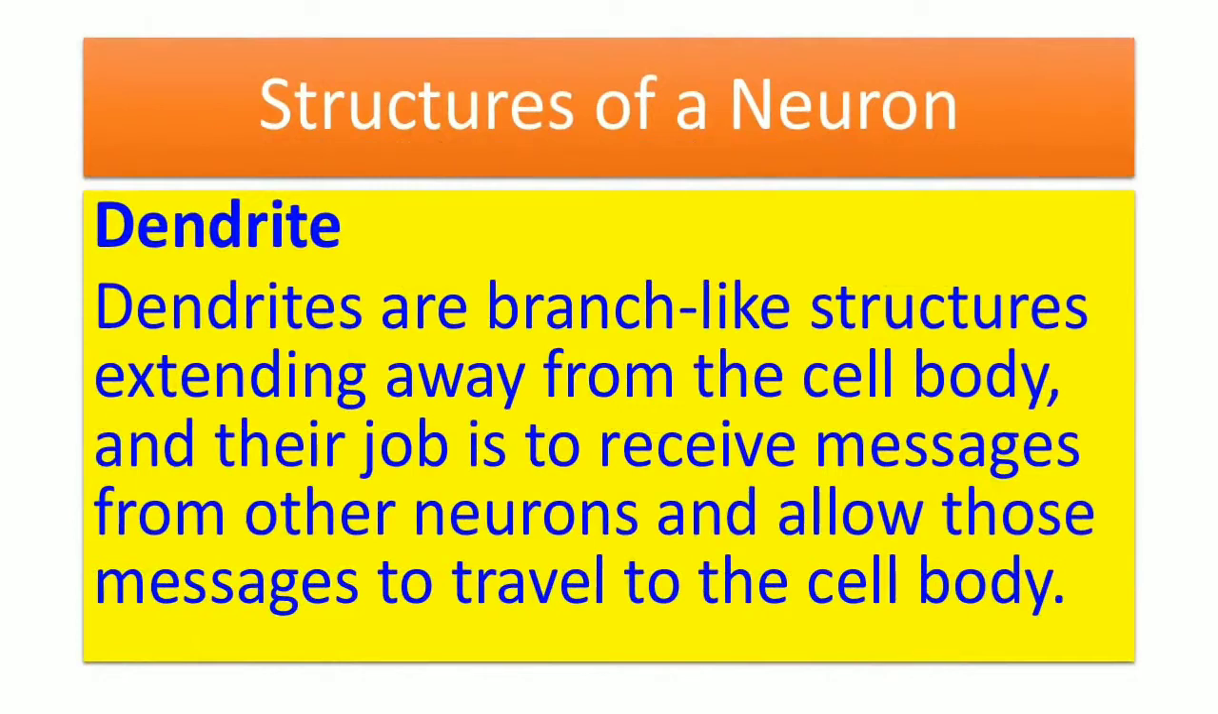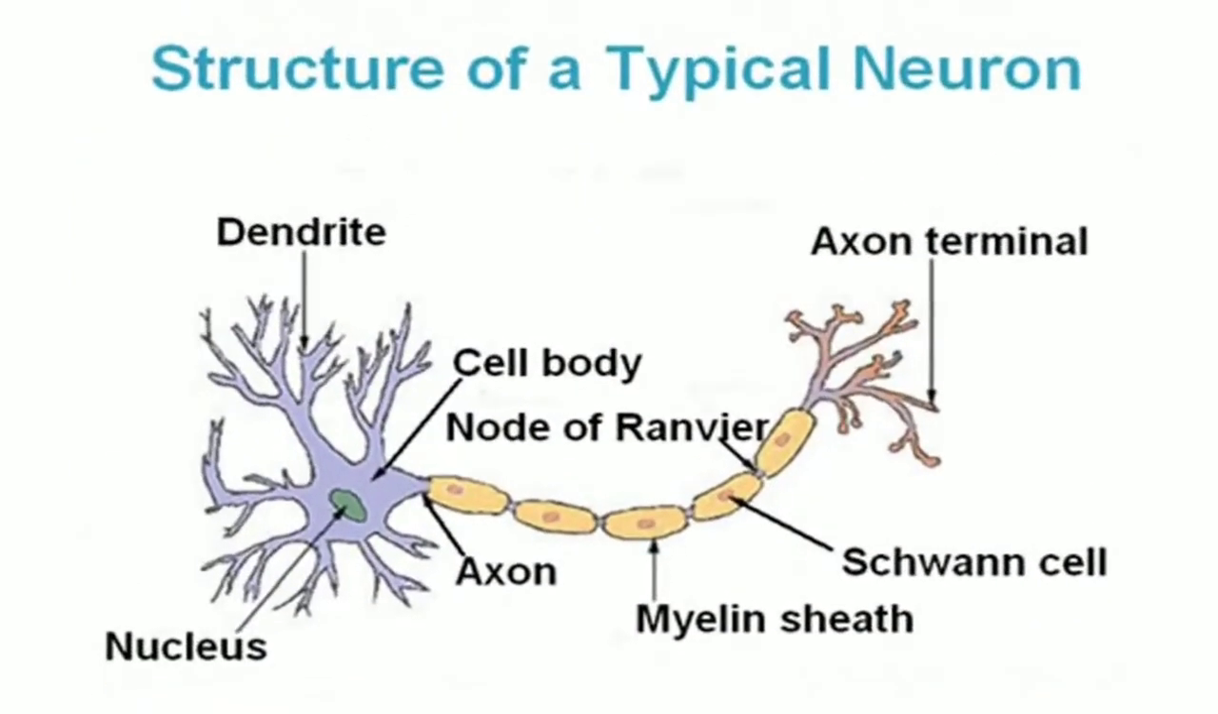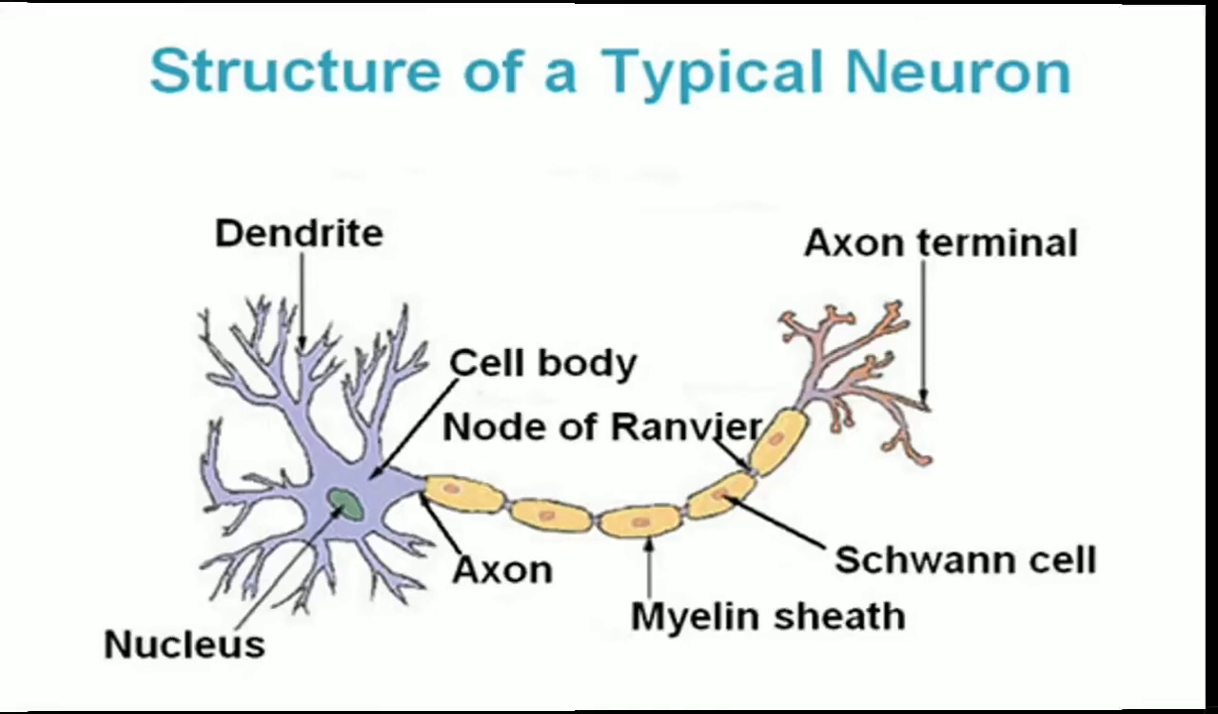Okay, here I have also written about the dendrites. The dendrites are branch-like structures leaning away from the cell body, right? Then the typical neuron structure, in which dendrites, cell body and nucleus, everything has been included.